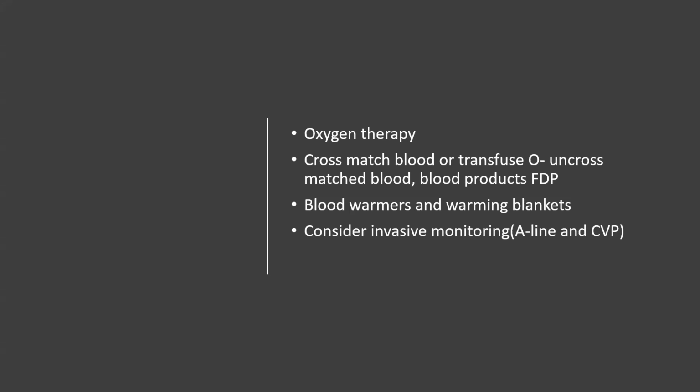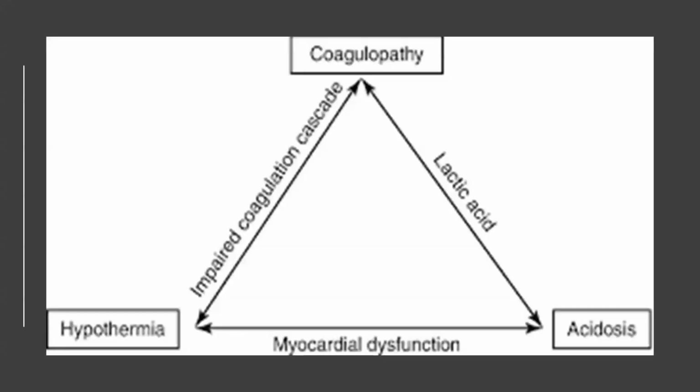Keep the patient warm. You can start considering, when you've activated the massive transfusion protocol, putting up lines, or A-line and CVT for more invasive monitoring. Remember this vicious cycle is the worst thing ever. So whenever you're resuscitating someone, you must think of these three things: hypothermia, coagulopathy, and acidosis. So if you are going to resuscitate a patient properly, we must break this cycle.